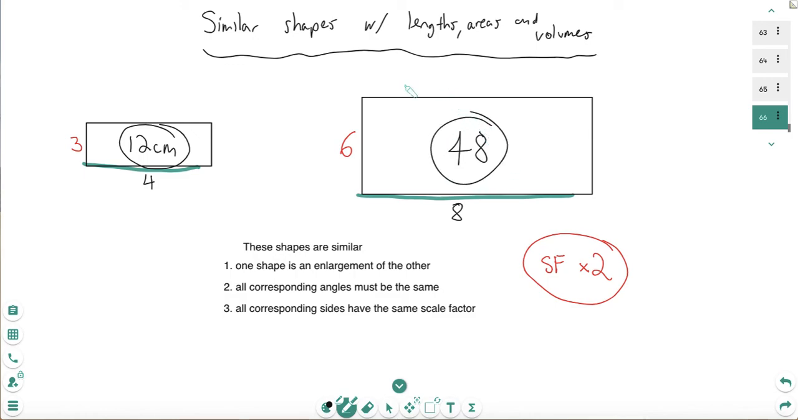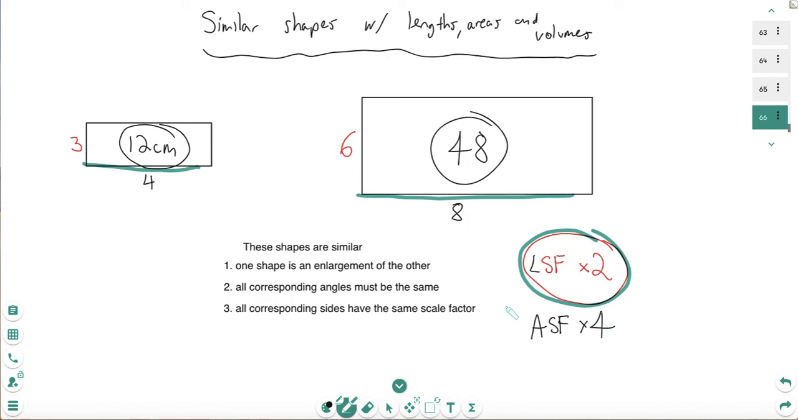So this brings us to a very important realization, guys. The length scale factor of a shape is always going to be different to the area scale factor of a shape. In this example, the length scale factor was times 2, but let's look at the area scale factor. Well, have a look. 12 to 48 is times by 4.